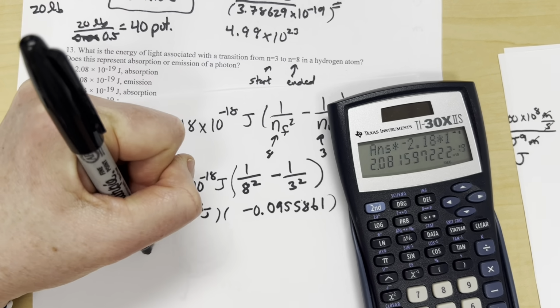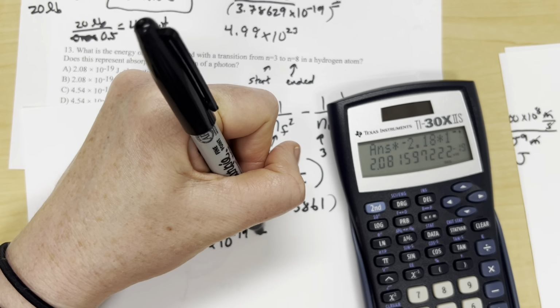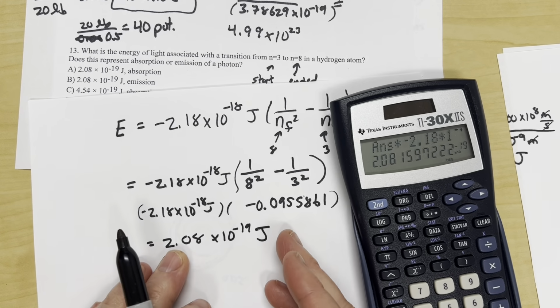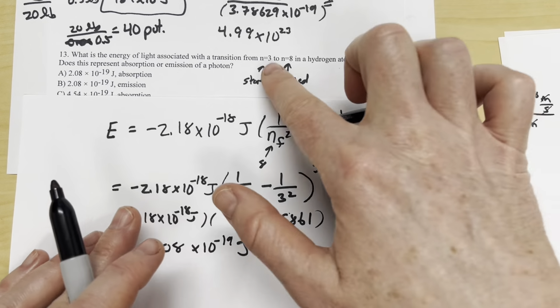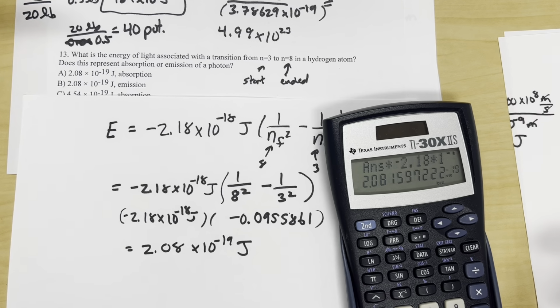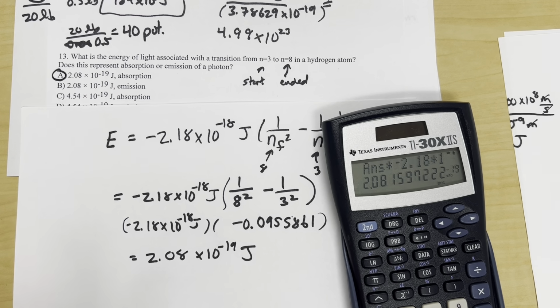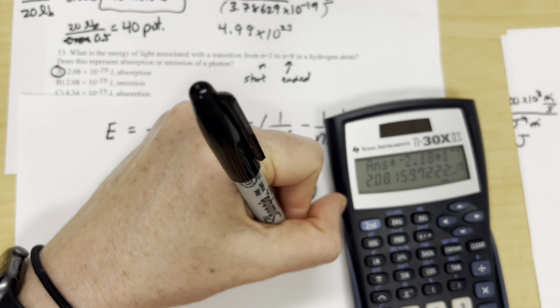And I get an answer of 2.08 times 10 to the negative 19 joules, which is how much energy it would require for an electron to go from the n equals 3 level, this IR area, to be pushed up to an 8. And that is why A is our answer. Again, it was absorbed because it went up.